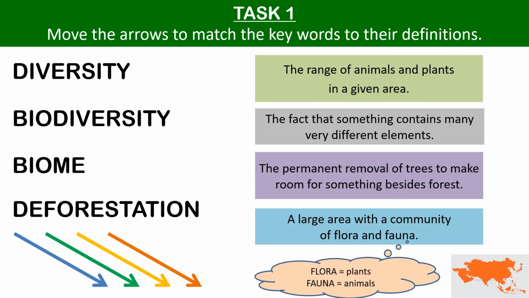So here are our key words for you to think about through this lesson. We have diversity, which hopefully you will remember from lesson number 1. You might remember the diversity that we looked at in the continent of Asia. And we should be able to remember that that is the fact that something contains many very different elements.